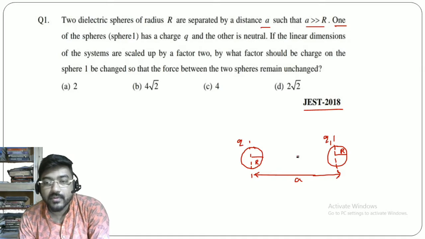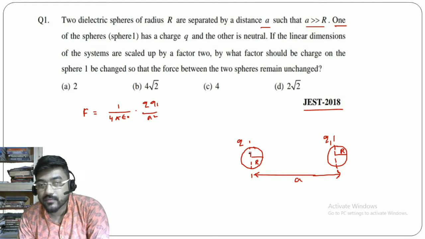So what will be the force here? The force will be F is equal to 1 upon 4 pi epsilon naught into q q1 upon a square. So this will be the force.